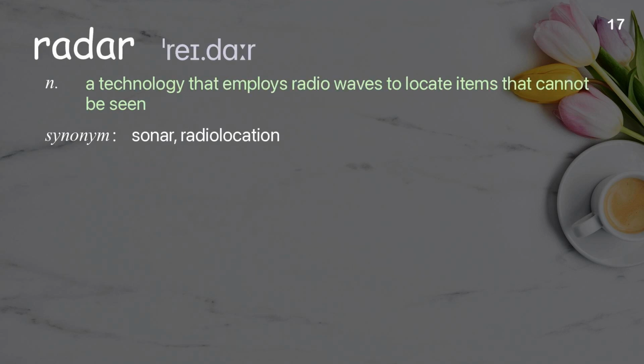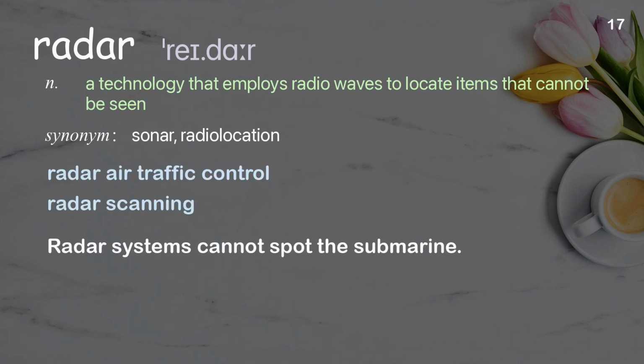Radar. A technology that employs radio waves to locate items that cannot be seen. Examples. Radar air traffic control. Radar scanning. Radar systems cannot spot the submarine.